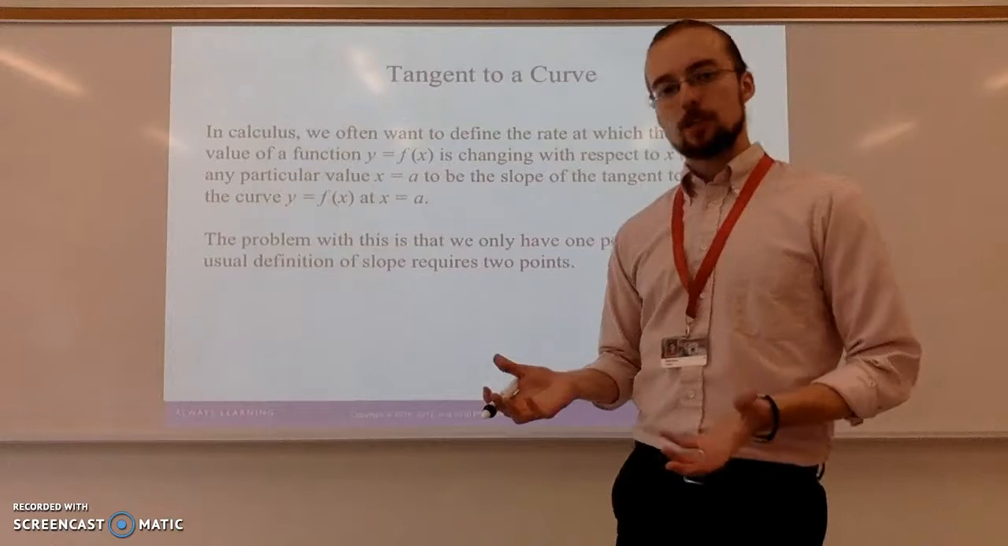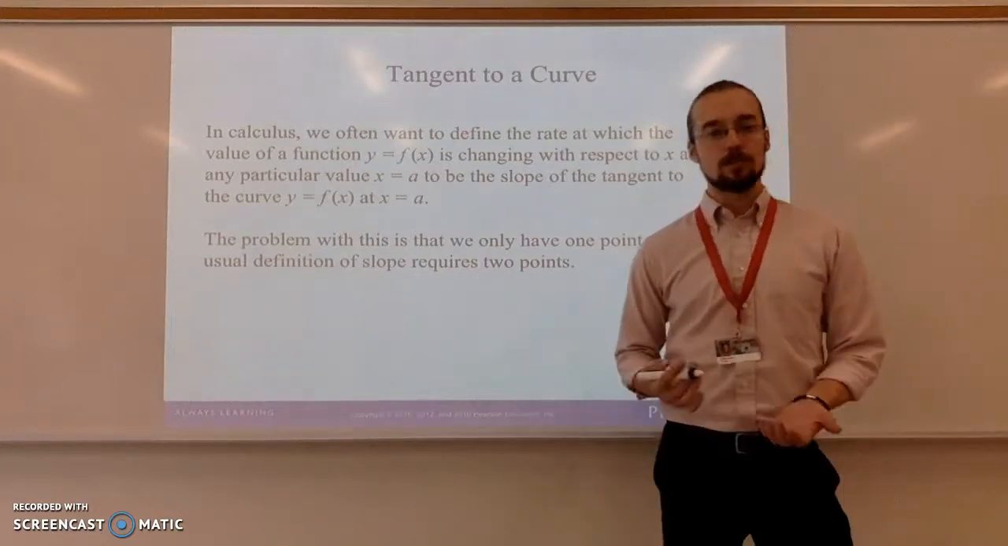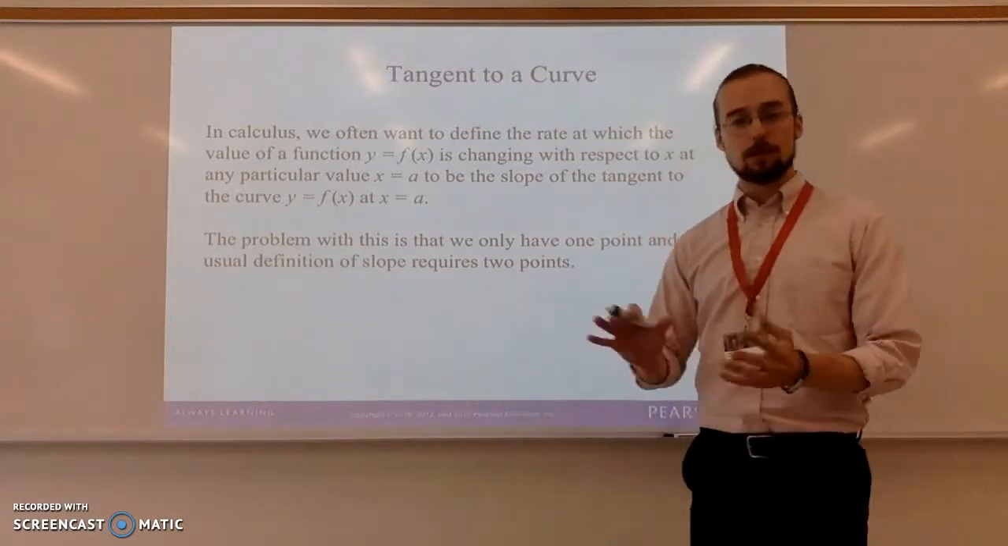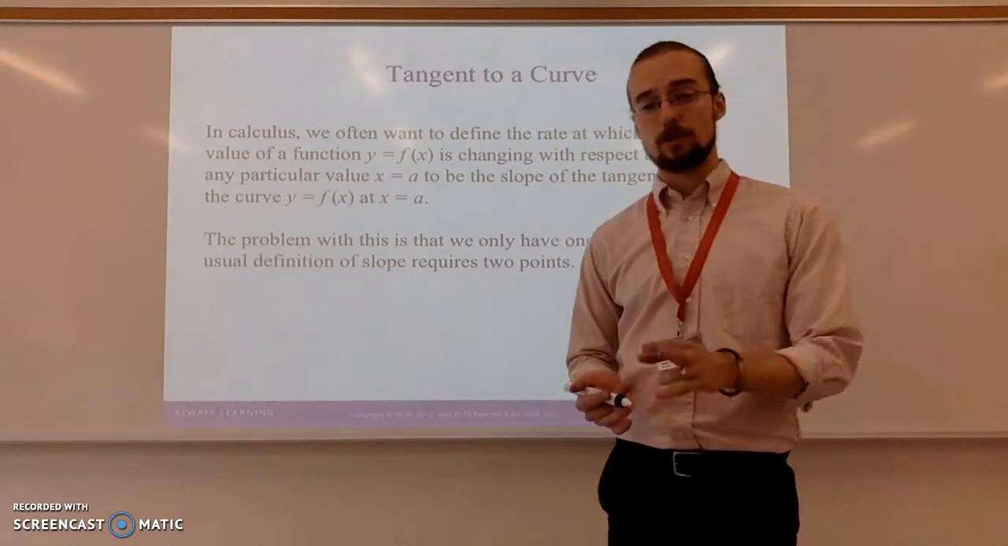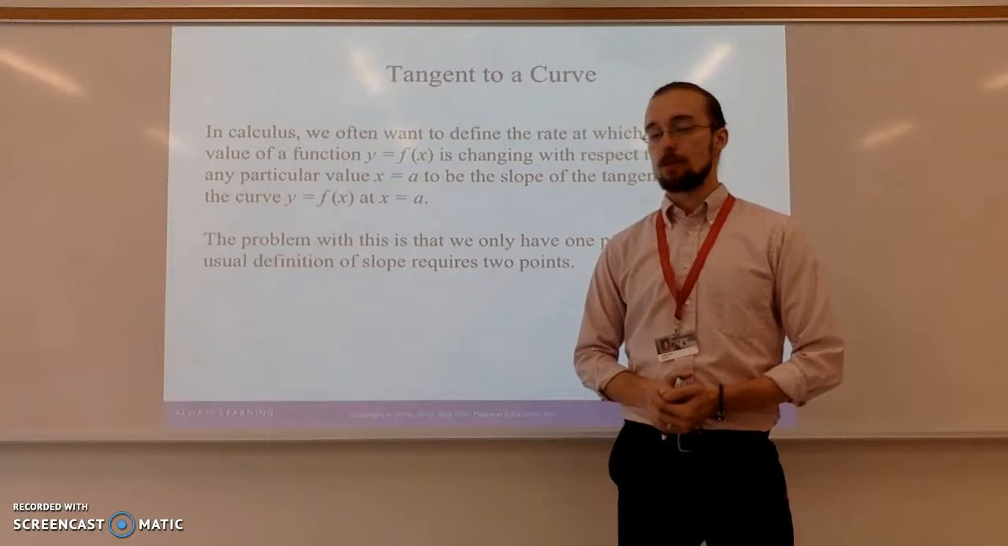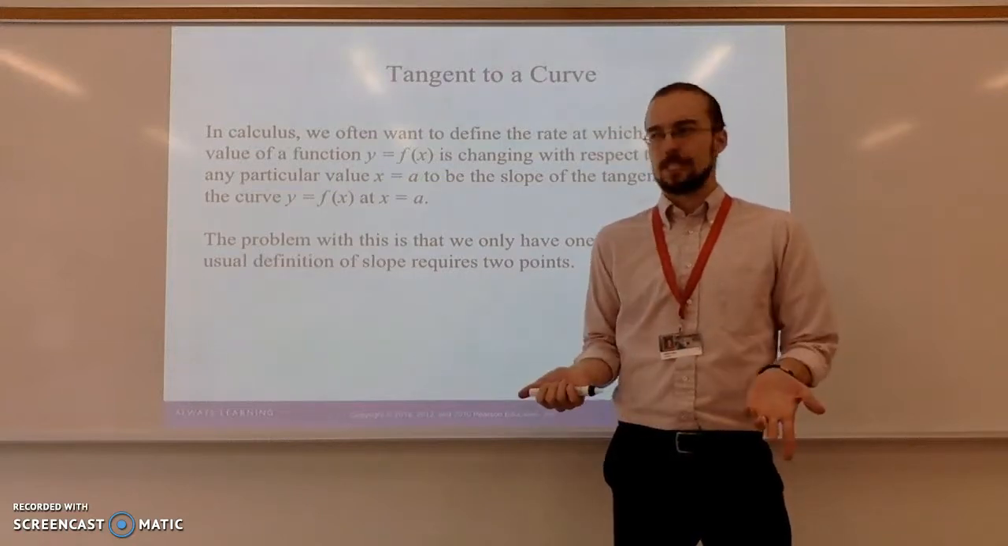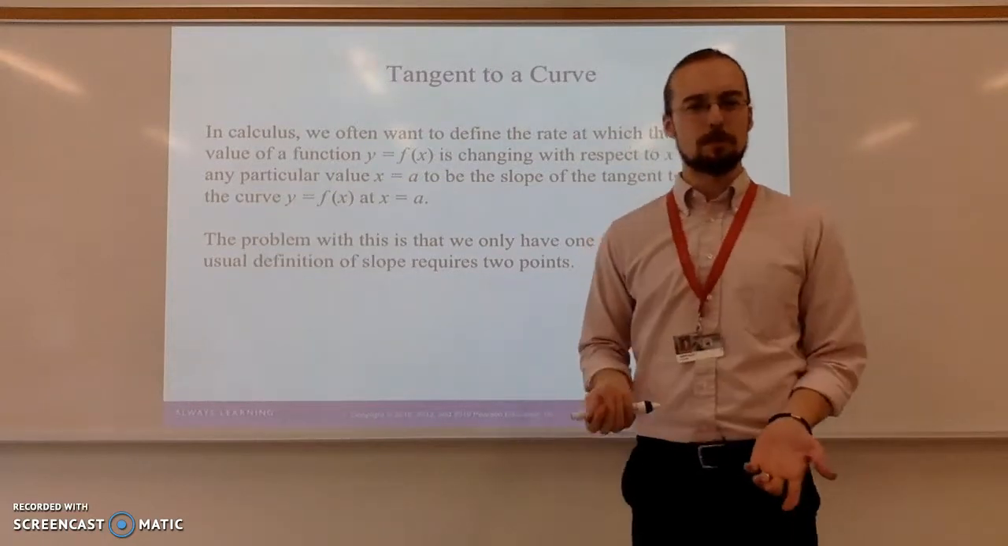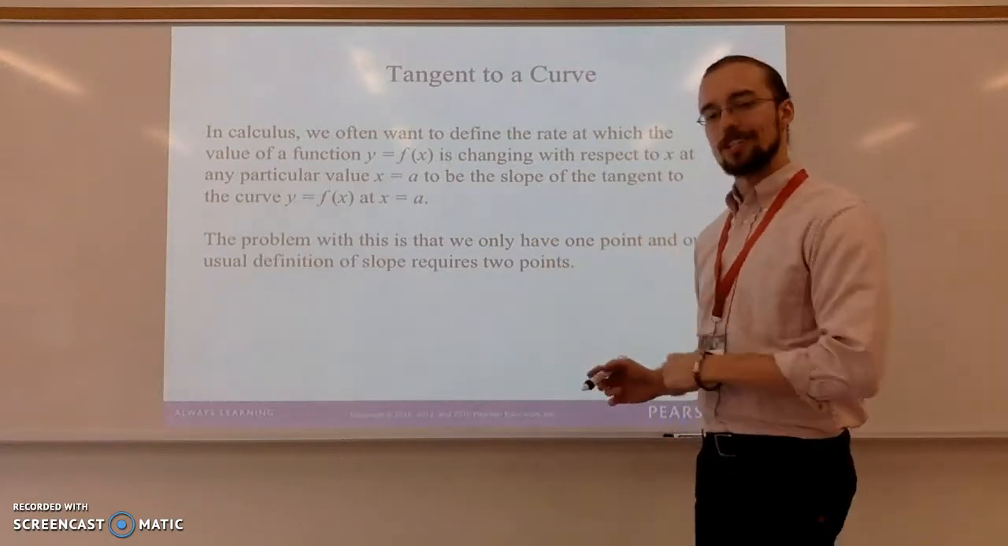Now, this is kind of tricky, because the way we define slope is between two points. Everything we've ever done has involved finding slope between two points. Now what I'm going to ask you to do is find the slope at one point. How do we do that? That doesn't really seem to make much sense, right? Let's take a look.